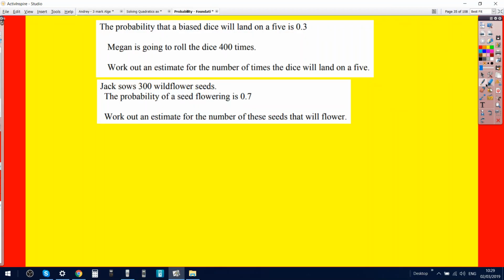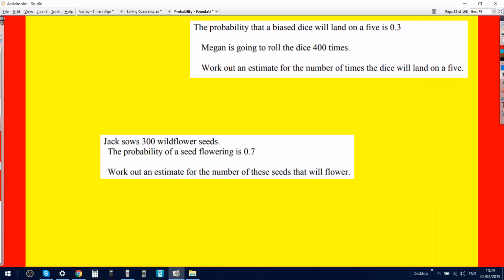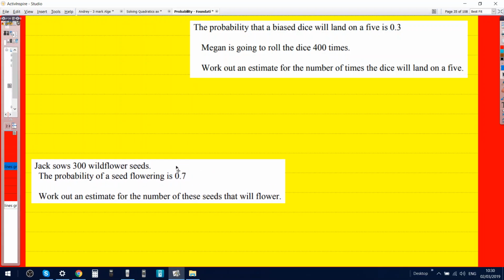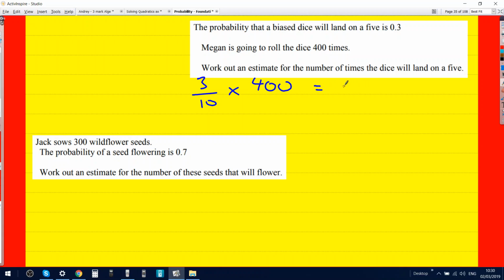This one, first one, top one. Okay, she rolls it 400 times, will land on a 5. So that would be 3/10 of 400. So would it be 120? Yeah. Bottom one. Would it be 7/10? That's you. Thank you. 7/10 of 300, and that would be 280. No, 210. Sorry. Yeah.